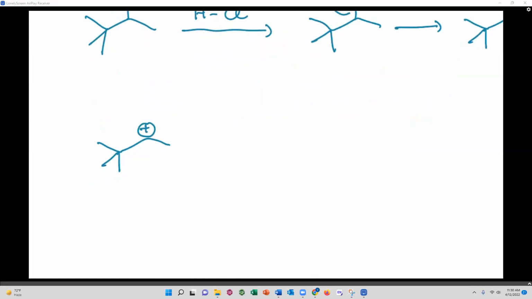And so I have a secondary carbocation, and next to it, I have a quaternary carbon. Okay. And so I have this CH3 group here. They're all identical. So again, it doesn't matter which one you use. Okay. I have this CH3 group here. And what I can do is I can have a 1,2 alkyl shift.